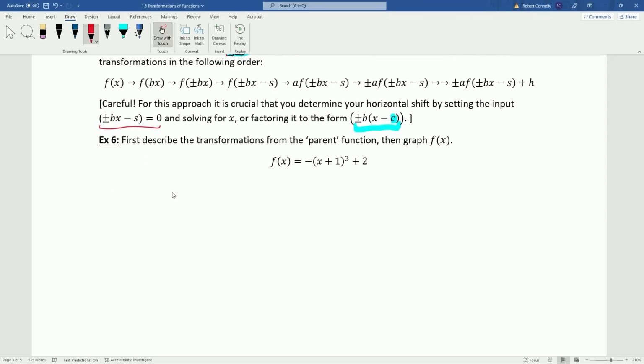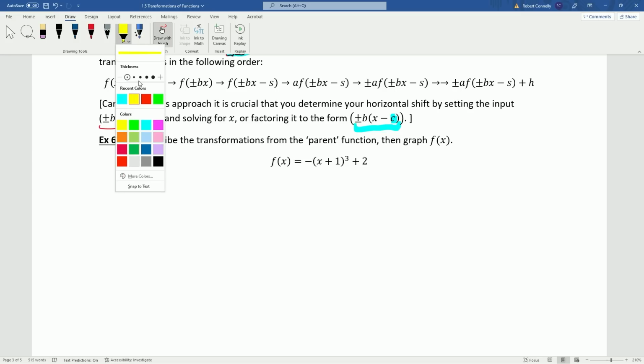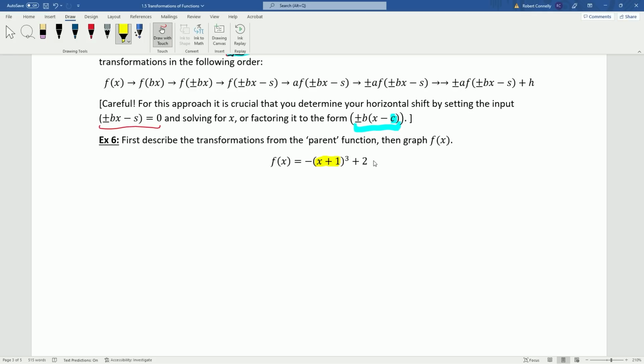All right, so first we're going to describe the transformations from the parent function and then graph it. So the parent function is the most basic version of the function that you can find. So here we look at this x plus 1 cubed, then we've got a negative in front plus 2. So the parent function for this, we'll call p of x, is just x cubed. So let's take a look at our transformations.